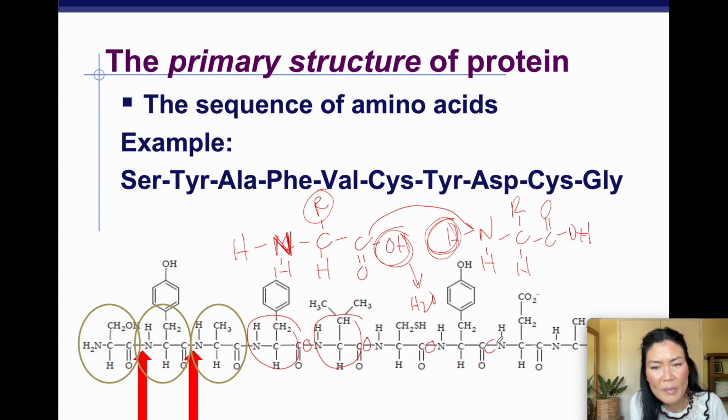Those are all peptide bonds between the 10 amino acids. So that's the primary structure of protein. It's just a sequence of amino acids. But we know that proteins, functional proteins, do not remain in this structure. They don't stay as just a chain, right?